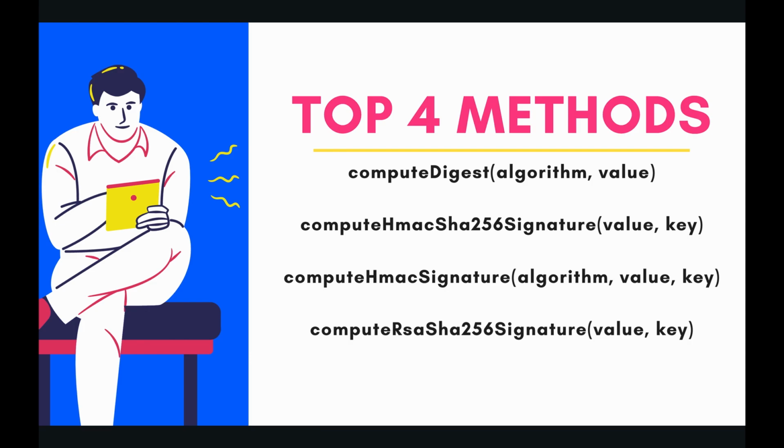So the top four methods which I have picked out for today are compute digest, compute HMAC SHA-256 signature, compute HMAC signature, and compute RSA SHA-256 signature. So let's decrypt these confusing methods in the code right now.